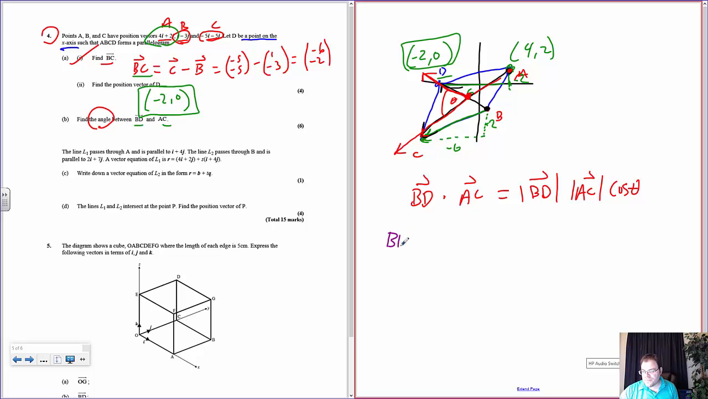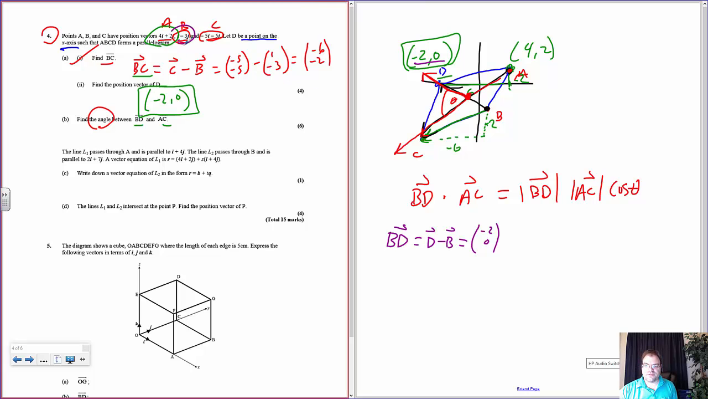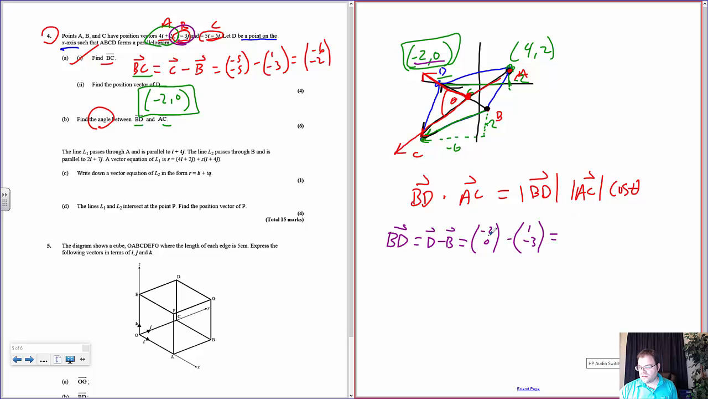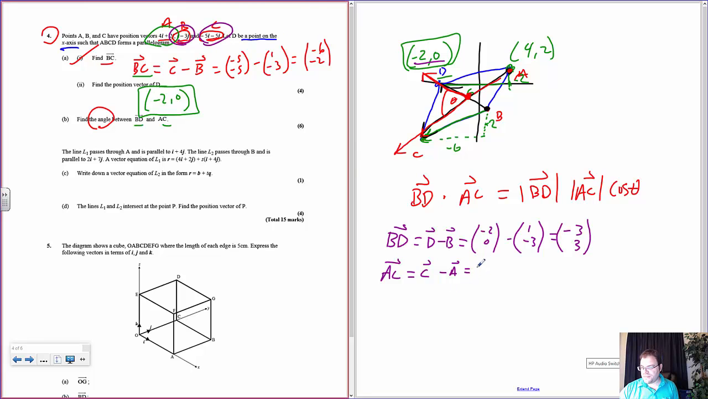So the vector BD is the end minus the beginning. It's D minus B. D I now know is negative 2, 0. And vector B right here, they told me, is 1, negative 3. So negative 2 minus 1 is negative 3, and 0 minus negative 3 is positive 3. So this is the vector BD. Let's find the vector AC. So that's C minus A. C I already know is negative 5, negative 5.